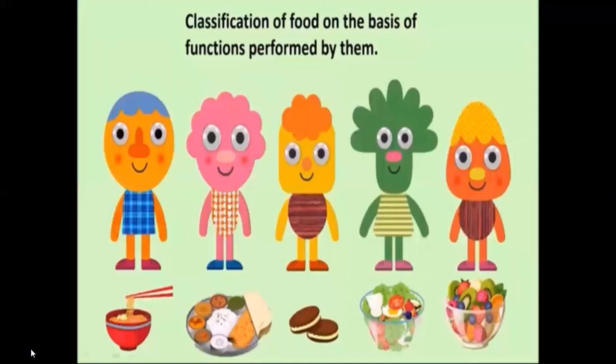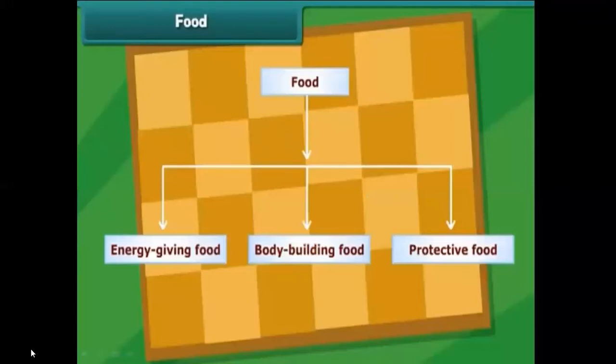Now let's classify the food on the basis of the functions performed by them. Food is divided into three parts: energy giving food, bodybuilding food, and protective food. All these nutrients are very important for our body, and the food we eat should always provide various nutrients to our body so that we can stay healthy and strong.